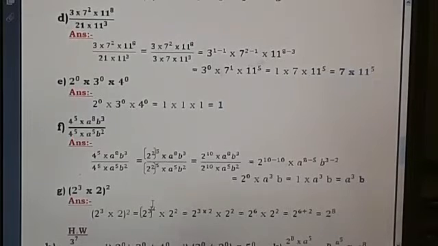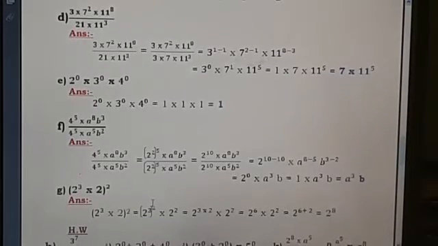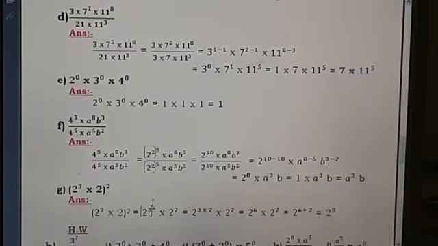After we have written that, we have to compare with the bases. See here, 3 is there in the numerator and also in the denominator. And 7 also is there.